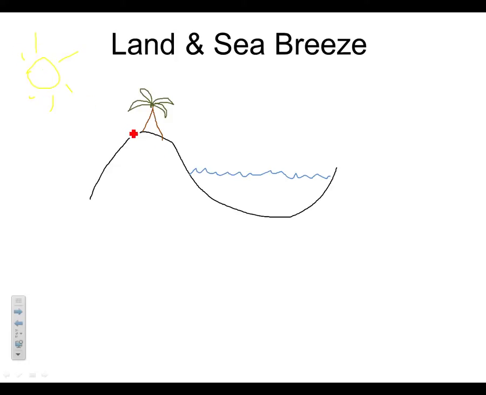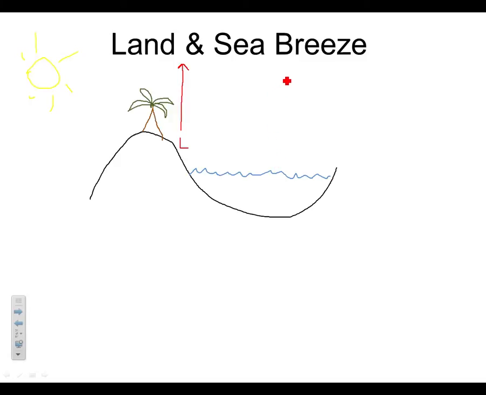So during the daytime, the sun's shining. We know the land is going to heat faster than the water. What's the land going to do to the air right above it? It's going to heat it up. What does hot air do? It rises. If the air is rising, what pressure does that make at the surface? Okay, you should remember this. The air is rising, it's going to make low pressure. So I'm going to put an L for low pressure there.